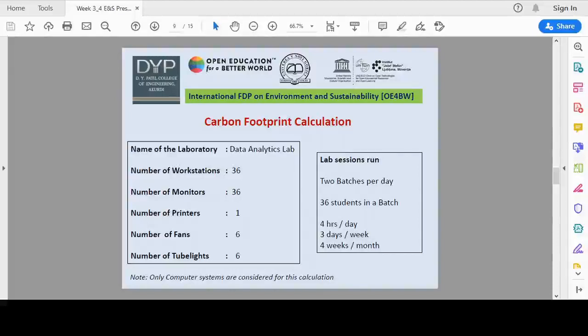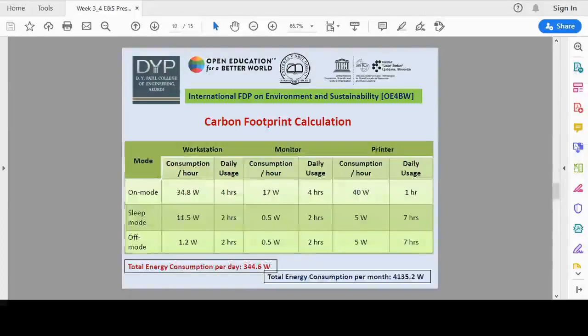This slide describes the carbon footprint calculation for a computer laboratory for data analytics. The details are shown here. This lab runs 2 batches per day, and each batch has 36 students. Per week, 3 days and 6 sessions are scheduled, and for a month, 4 weeks are planned. In this calculation, only computer systems are considered, not electrical appliances like fans, tube lights, etc.